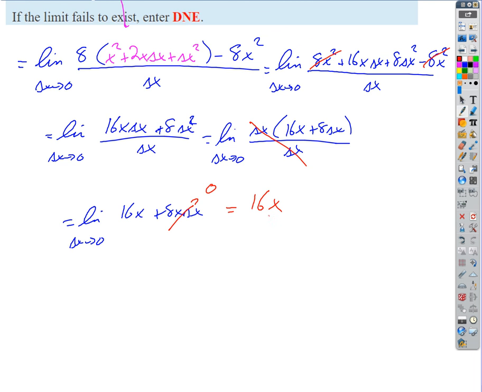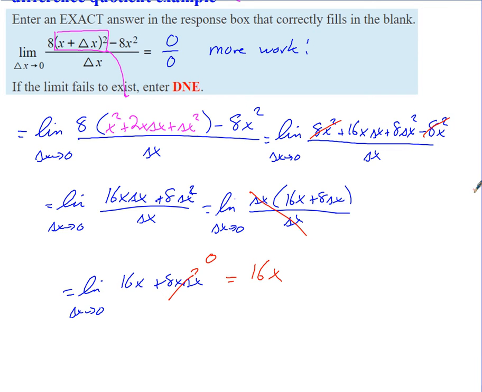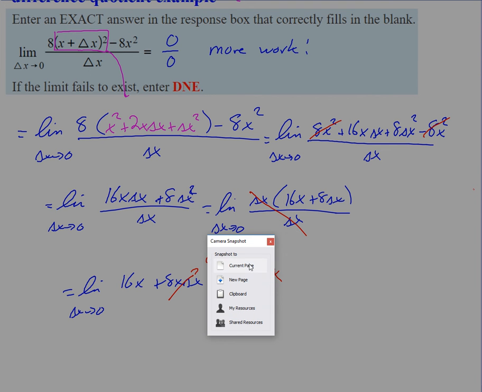One thing that we could have done slightly differently if you wanted to. Back up here at the beginning, in fact, let me just grab a picture of this.